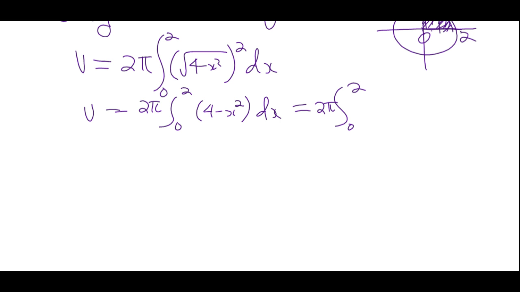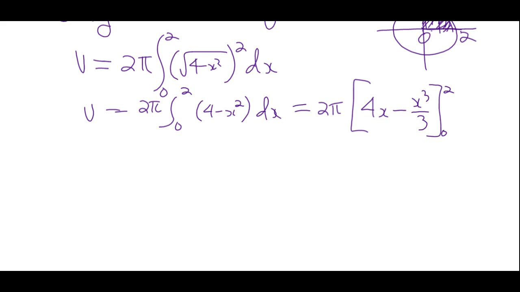So 2 pi. Well, we don't need the integral anymore, we'll just do the integral. 4x minus, what's next? x cubed over 3. From 0 to 2.